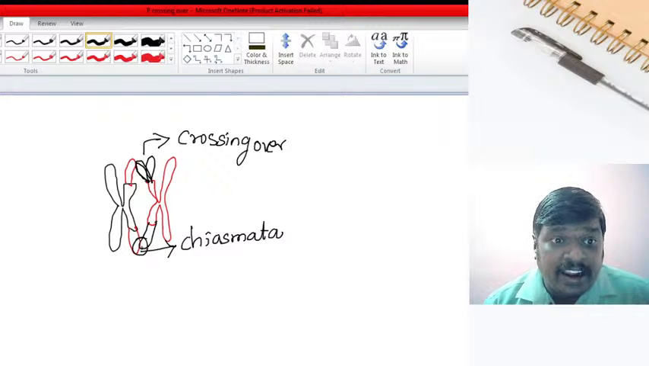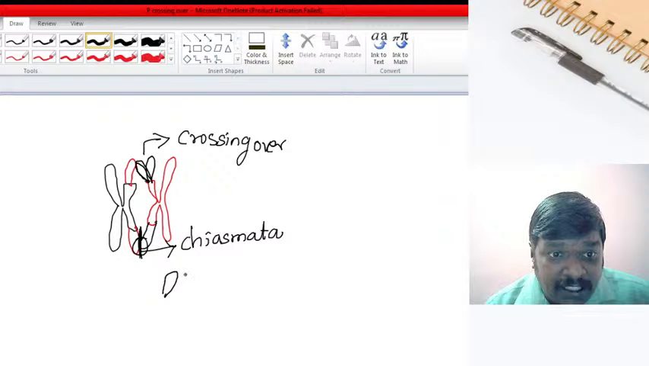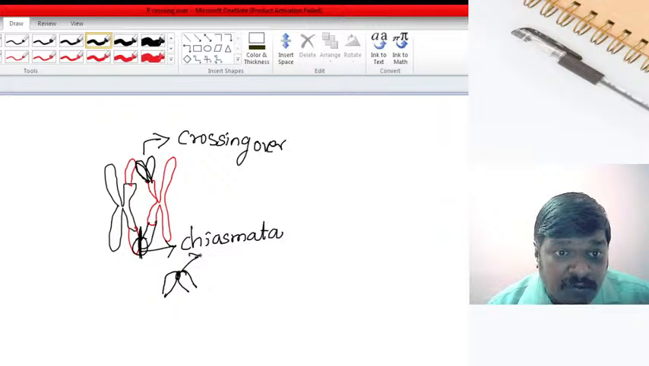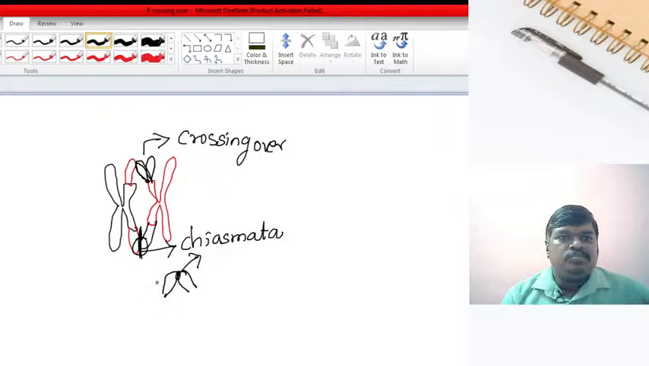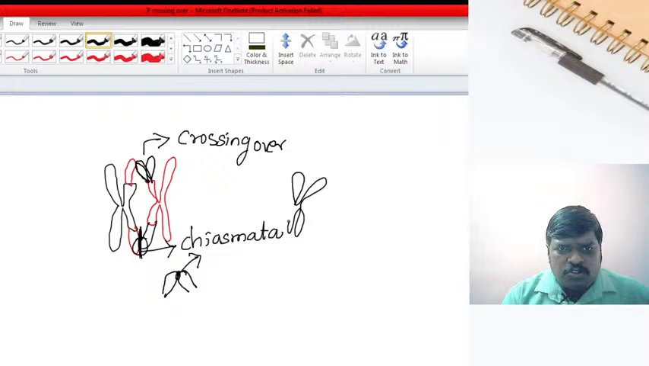During diakinesis, the separation of this takes place. Till then, the tips are attached at one point, and this point of attachment is called chiasmata. Whereas, if you take a chromosome, the center of the chromosome, this part, is called the centromere.